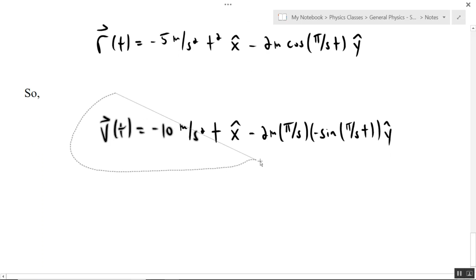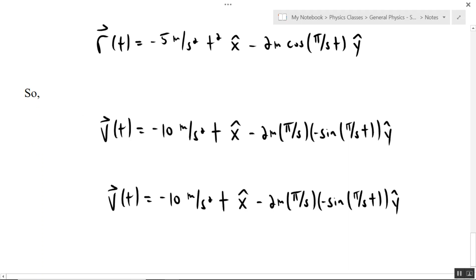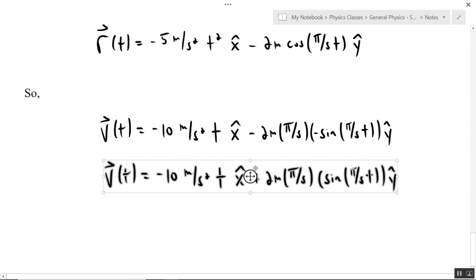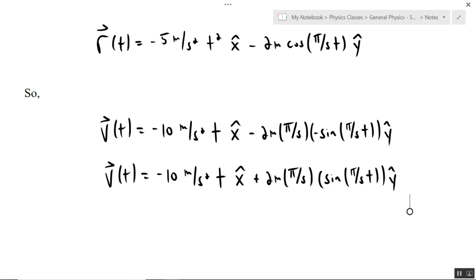I'm just going to rewrite this. So this is really like plus, right? And then I can get rid of this here and move this over, right? Pi per second is a constant. It's 3.14 per second, right? That's basically what it is. So this is the velocity at any moment of time.